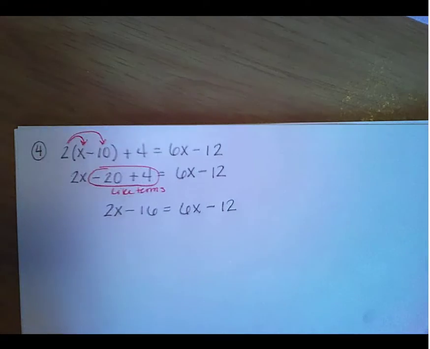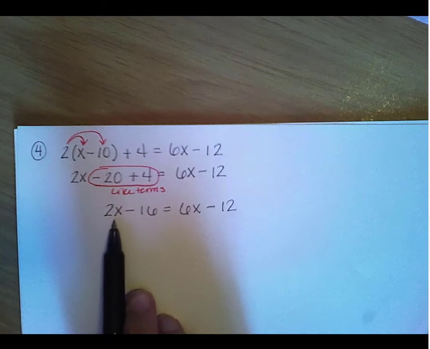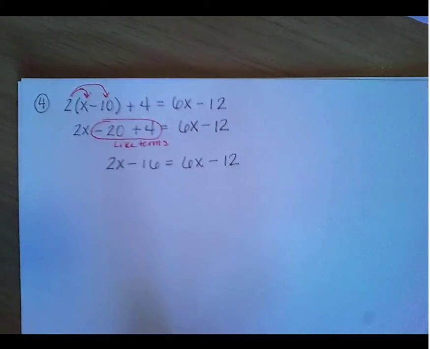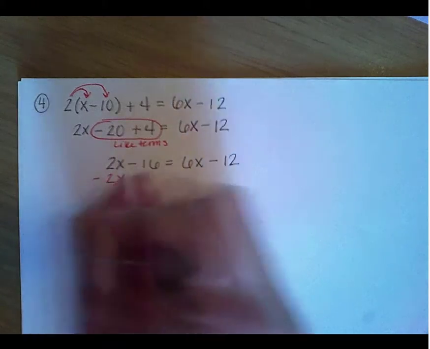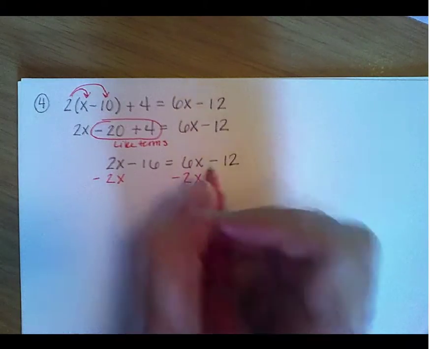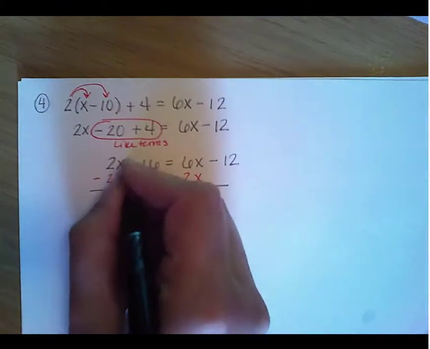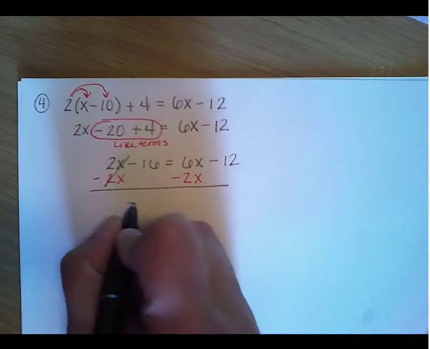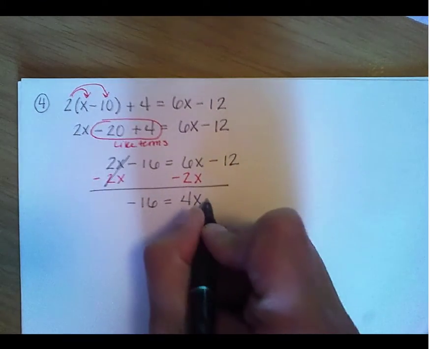Okay, so now we're kind of back to where we were for problems 2 and 3. And we need to move either the 2x or the 6x. Again, I'm going to choose to move the smaller of the two, but it really honestly doesn't matter which one you move. So we are going to subtract 2x from both sides. So again, these 2x's are going to go away. We're going to have negative 16 equals 4x minus 12.